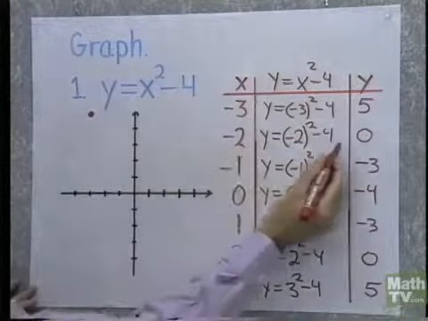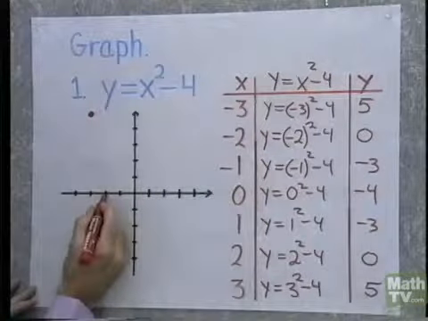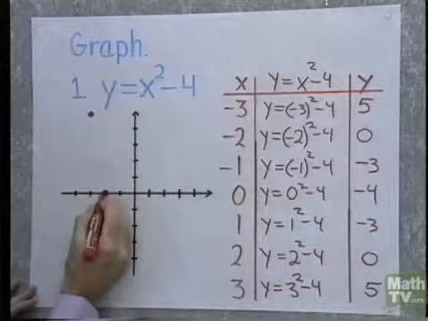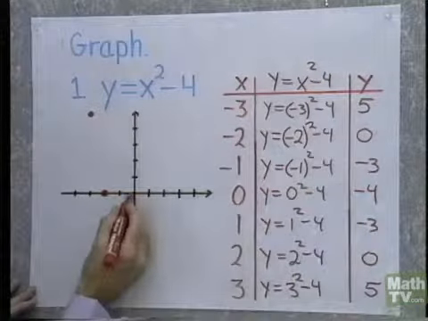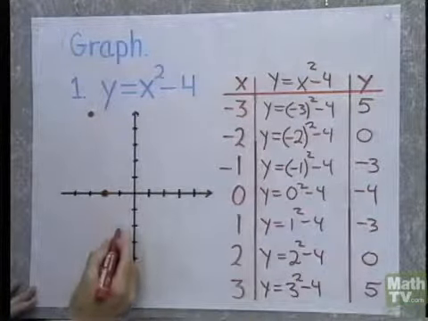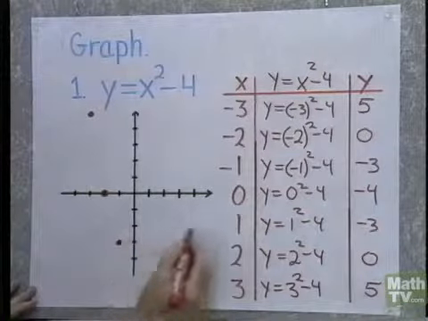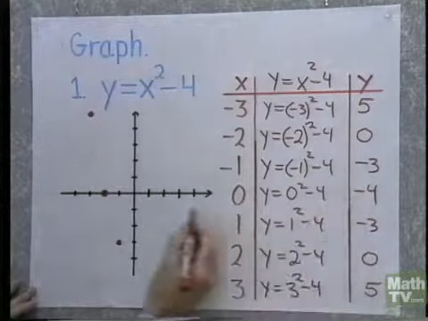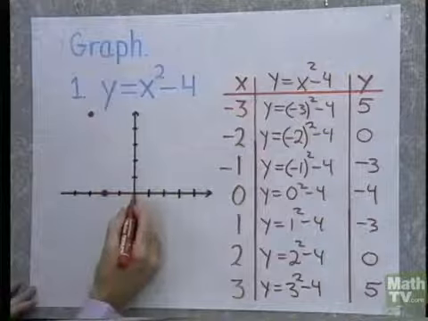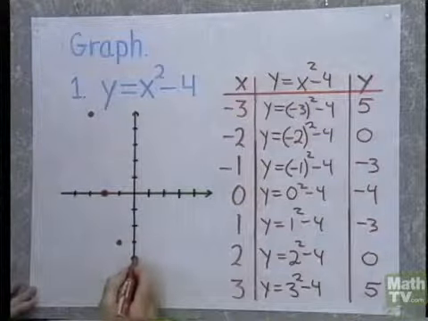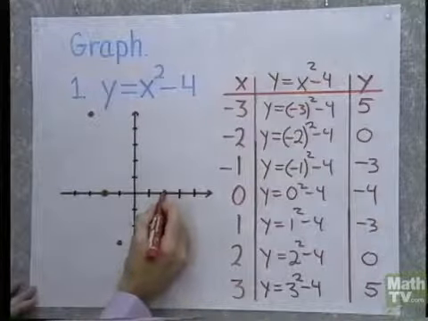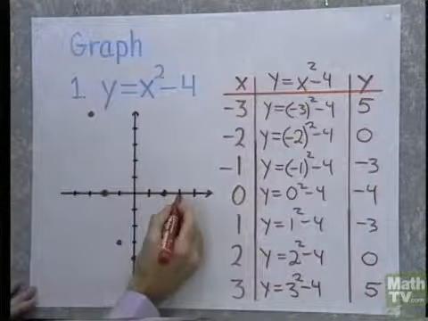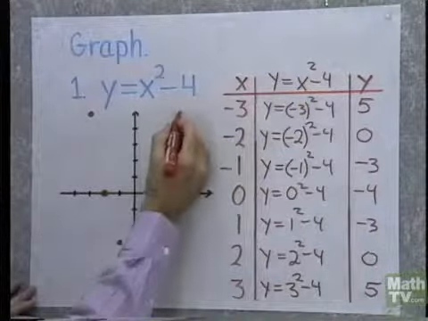Next I have x equals -2, y equals 0. That's this point. When x is -1, y is -3. So I'll go back 1 and then down 1, 2, 3. And when x is 0, y is -4. So when I'm on the y-axis, x is 0 and y is -4. And then it comes back up to x equal 1, y equal -3, x equal 2, y equals 0, and x equal 3, y equal 5.